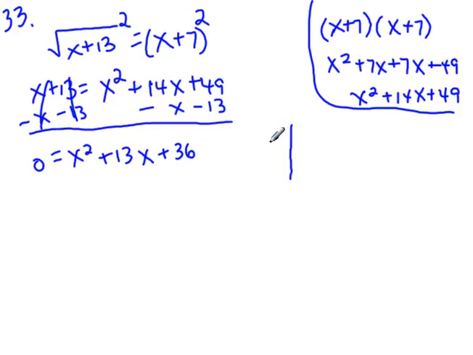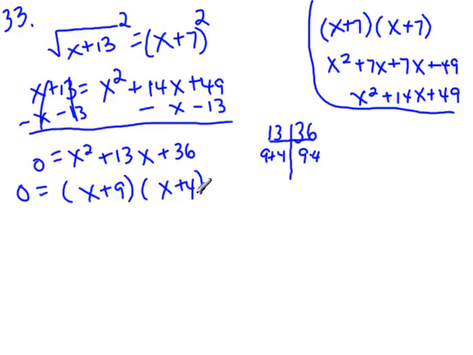That's a trinomial with no leading coefficient, so it's a simple factoring problem. I'm just going to use the method where I look for what multiplies to 36 and adds to 13, and that's 9 and 4. 9 times 4 is 36. 9 plus 4 is 13, so now I have 0 equals x plus 9 times x plus 4. I set each factor equal to 0 and solve. That gives me x equals negative 9. Put x plus 4 equal to 0 and solve, and that gives me x equals negative 4.